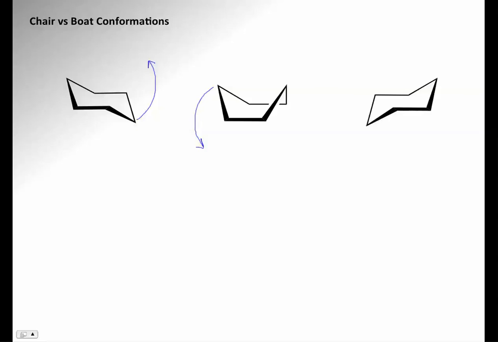It's not the same thing as flipping the molecule over, because all the axial substituents then become equatorial, and all the equatorial substituents become axial. So you're basically inverting the configuration of the overall molecule.